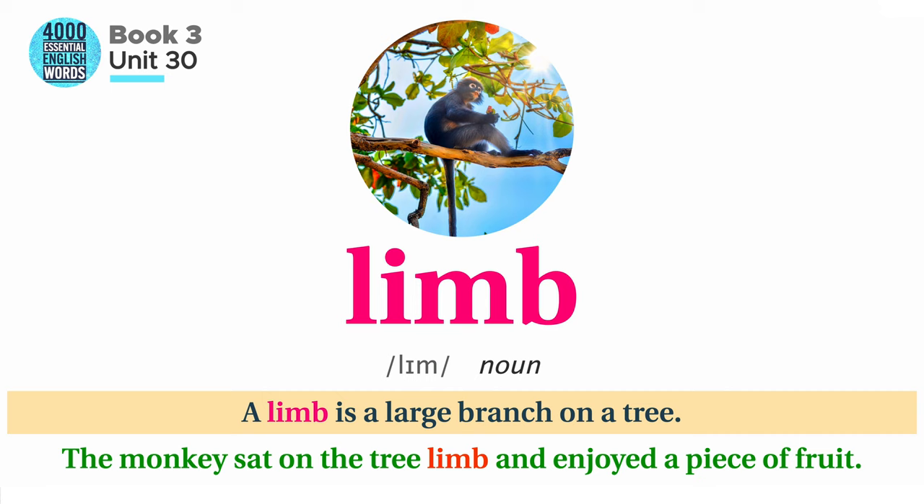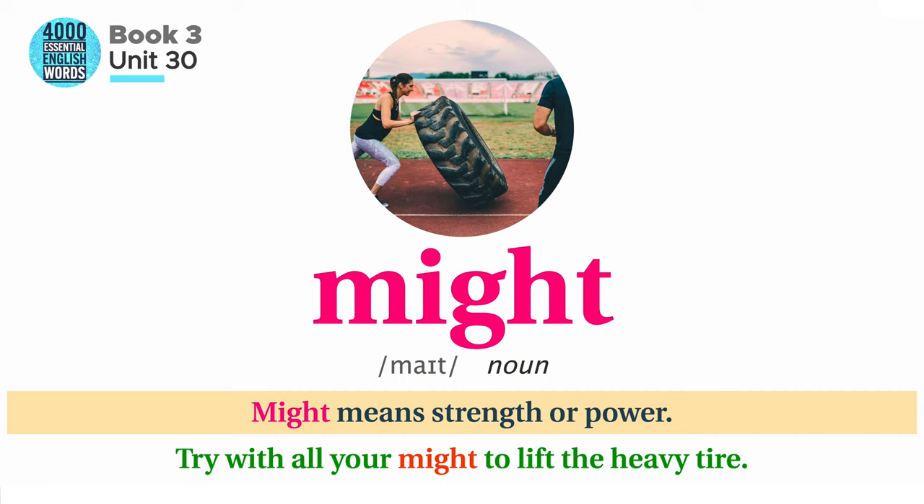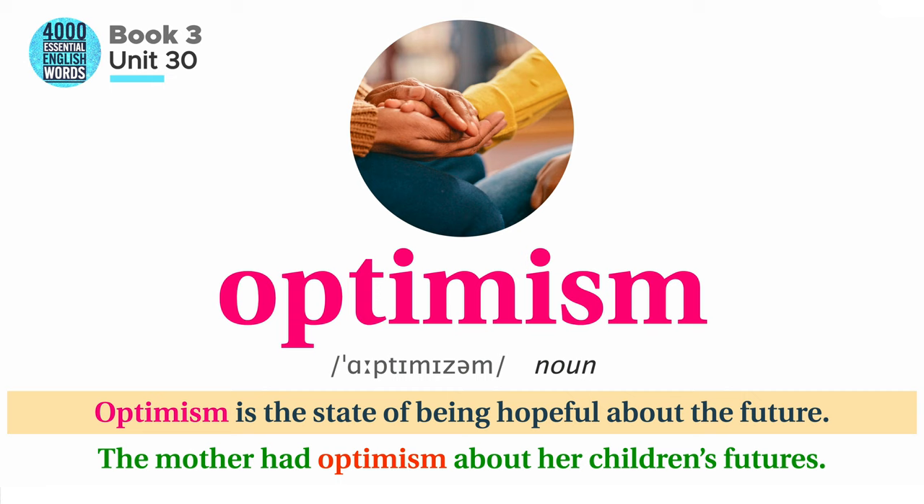Limb. A limb is a large branch on a tree. The monkey sat on the tree limb and enjoyed a piece of fruit. Might. Might means strength or power. Try with all your might to lift the heavy tire. Optimism. Optimism is the state of being hopeful about the future. The mother had optimism about her children's futures.